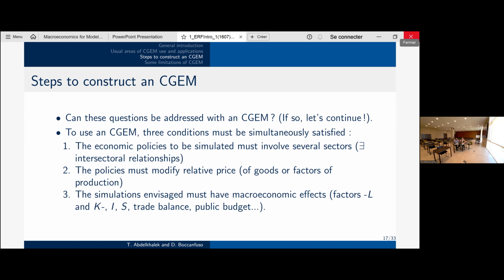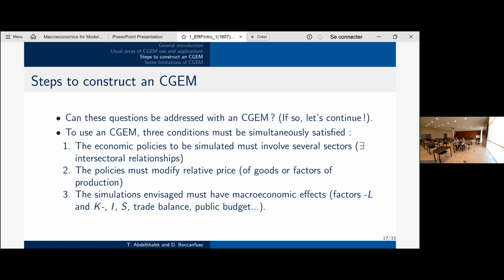The relative price changes. And we know if we cut the subsidy, we will import more or less. There is an impact on the trade balance. There is an impact on the public budget, because this is exactly why the government wants to do that. So the conclusion, yes, if we have to analyze the impact of cutting subsidies, it's an interesting policy, and we can use a CGE model.